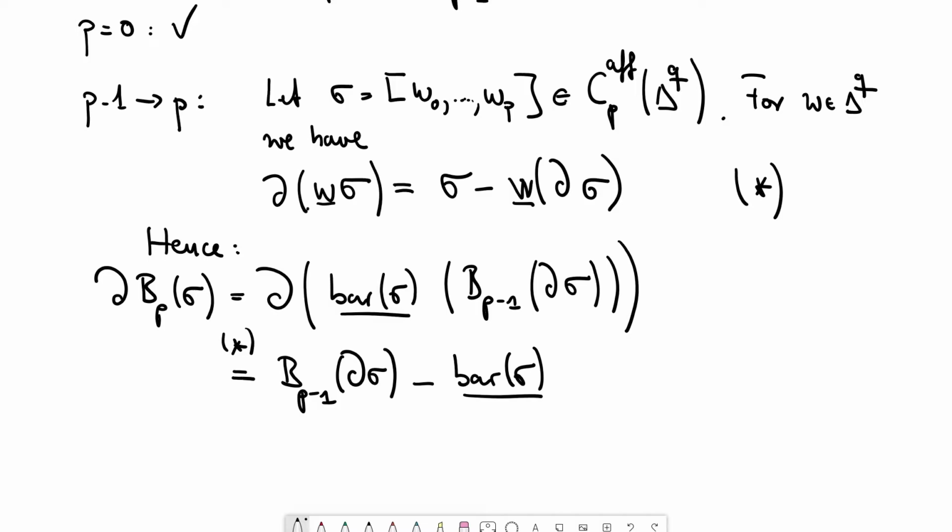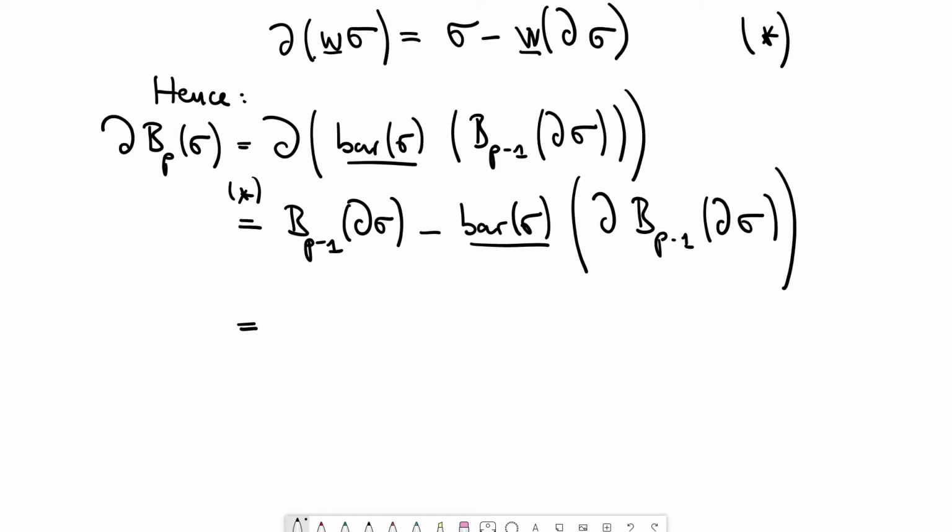And then minus barycenter sigma applied to the boundary of b_{p-1} of the boundary of sigma. So this is then b_{p-1} of delta sigma. So we want to prove that we have the chain map relation in degree p. So what comes now should be 0, right?